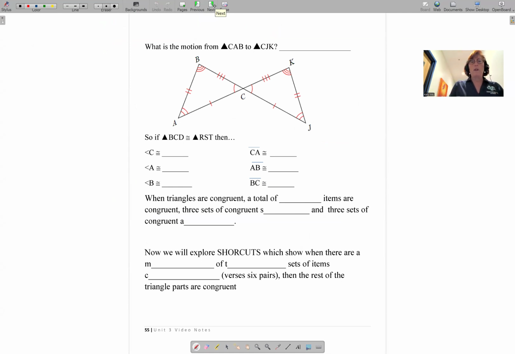So we're going to try this one. Ask yourself first, what is the motion? Remember, the motion there is translation, reflection, rotation. What is the motion from CAB to CJK? I'm going to wait 10 seconds. I'd like you to fill in that blank yourself. You should have said reflection, because think of it as a mirror. It's reflecting. It's flipped over.